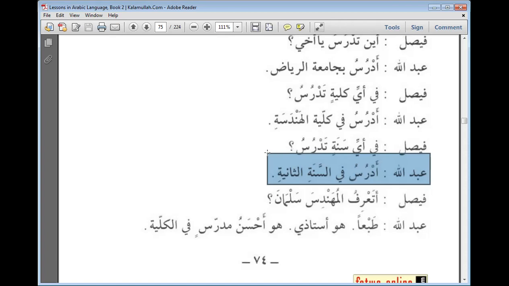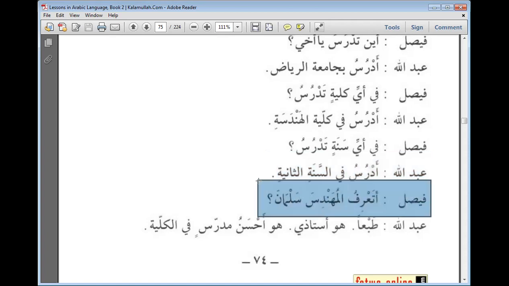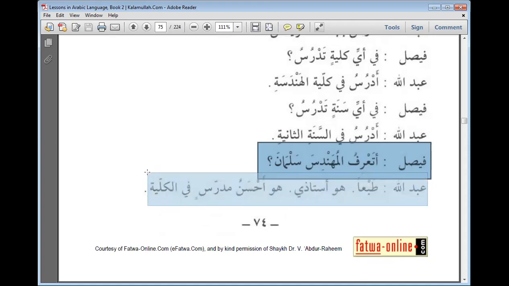Okay. So Abdullah is saying adrusu, I study. You see the hamza added at the beginning there. Adrusu fi sanati thaniyati. I study in the second year. Faisal asks again. Faisalun. So say after me. Faisalun. Ata'rifu al-muhandisa Salmana. So do you know the engineer Salman? You see the verb here, arafa ya'rifu. Here we have ta'rifu, you, masculine, singular. Let's go on again. Abdullah replies. So repeat after me. Abdullah.